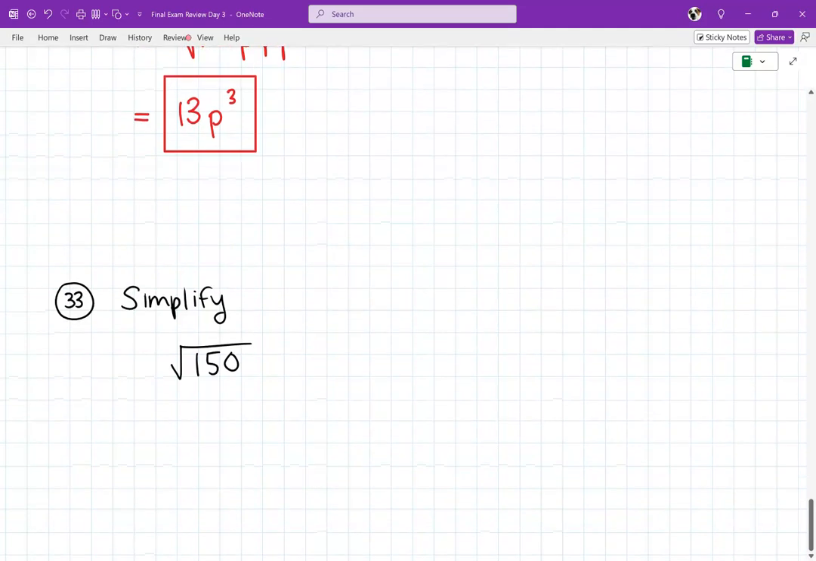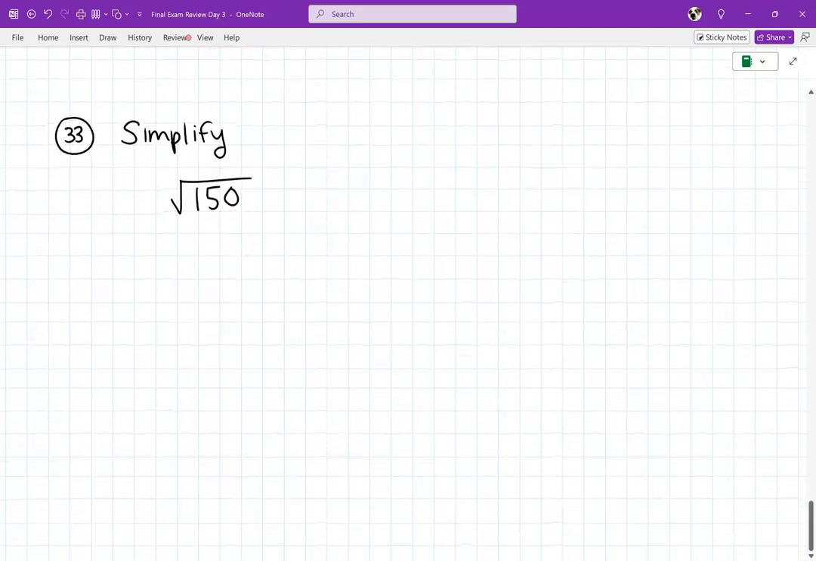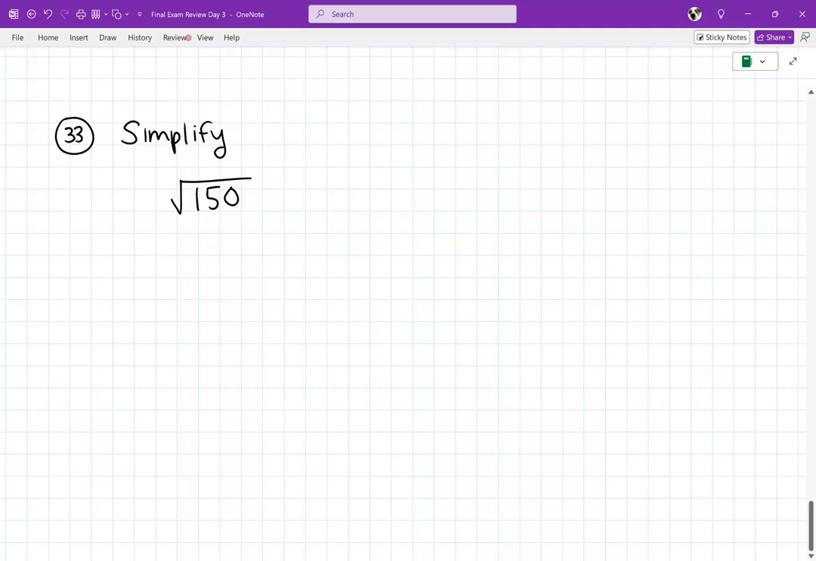Last one. And this one's super easy. The square root of 150, just type in square root of 150. Comes out to 5 radical 6. And we're done. That's it.